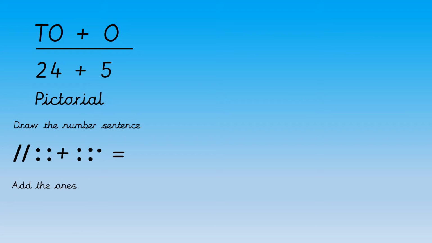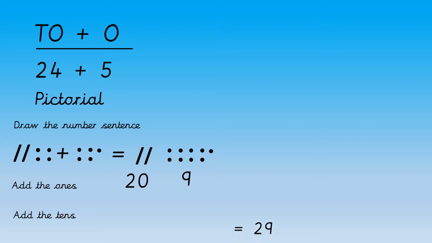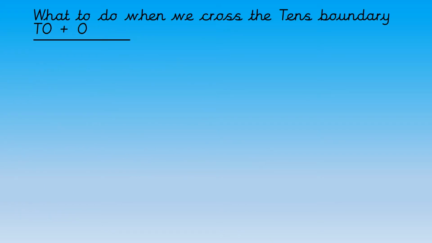I'm going to add my ones, so that's 4, add 5, which gives me 9. I'm going to draw them again, and then add my tens, which is 20, because I'm not adding any new tens, remember. Combine them together, which gives me 29. And got my answer. We're also going to look at what happens when we have to cross the tens boundary.